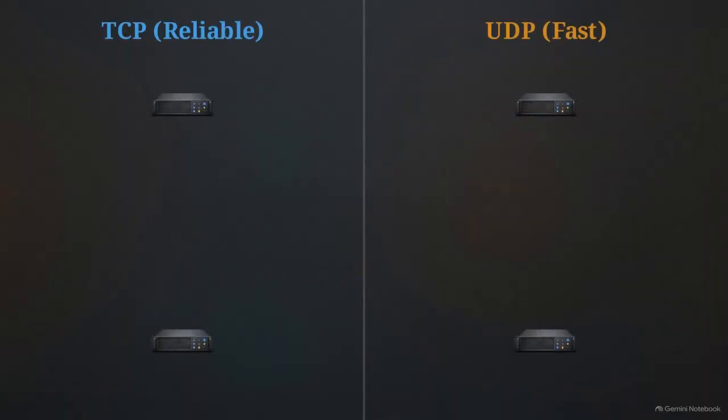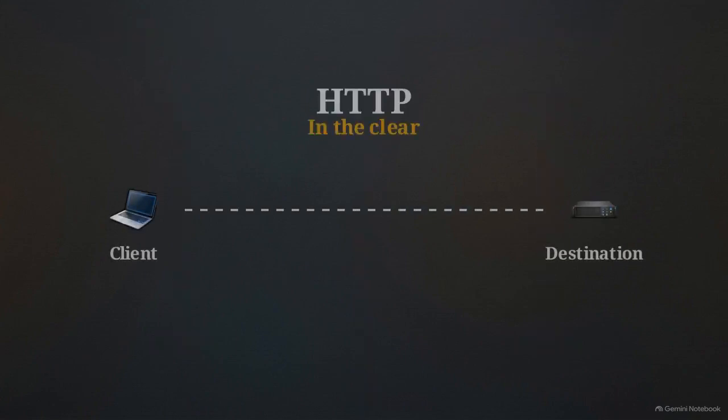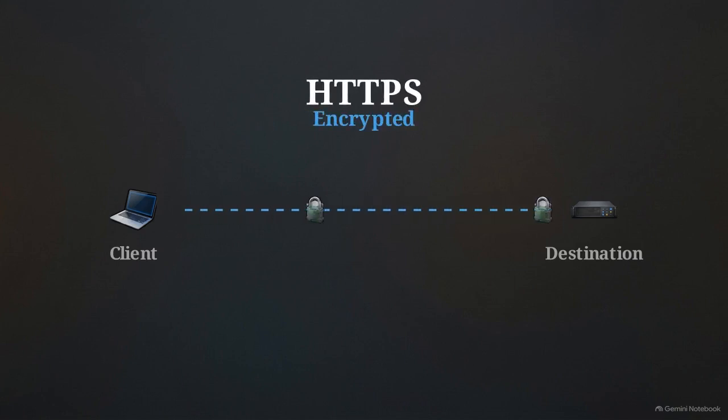This diagram compares the two primary transport protocols. On the left, TCP executes a three-way handshake to ensure every packet is accounted for. On the right, UDP prioritizes speed, sending a fire and forget stream that doesn't wait for confirmation. This same distinction applies to security. HTTP transmits data in the clear, while HTTPS adds a layer of encryption.